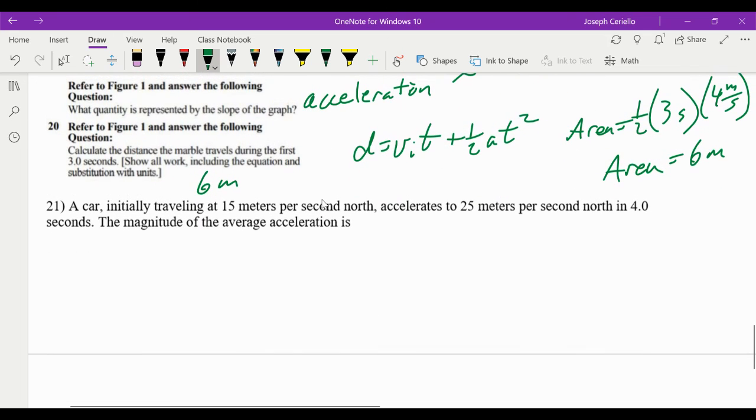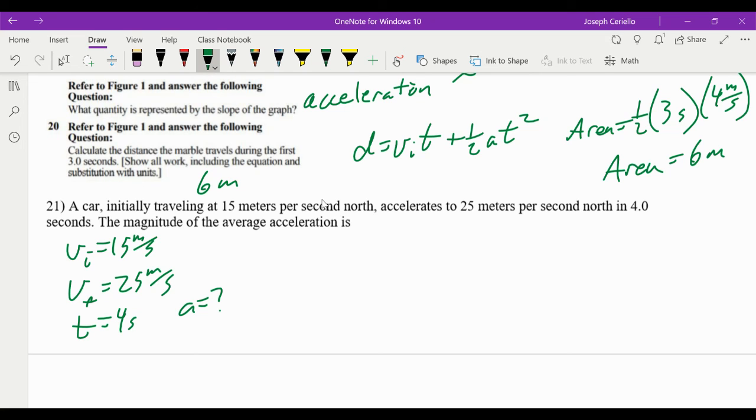All right, and the last one here. A car initially traveling at 15 meters per second north, so that's our initial velocity, 15 meters per second. North will make positive. It accelerates to 25 meters per second north, so that's our final velocity, in 4 seconds. What is the magnitude of the acceleration?